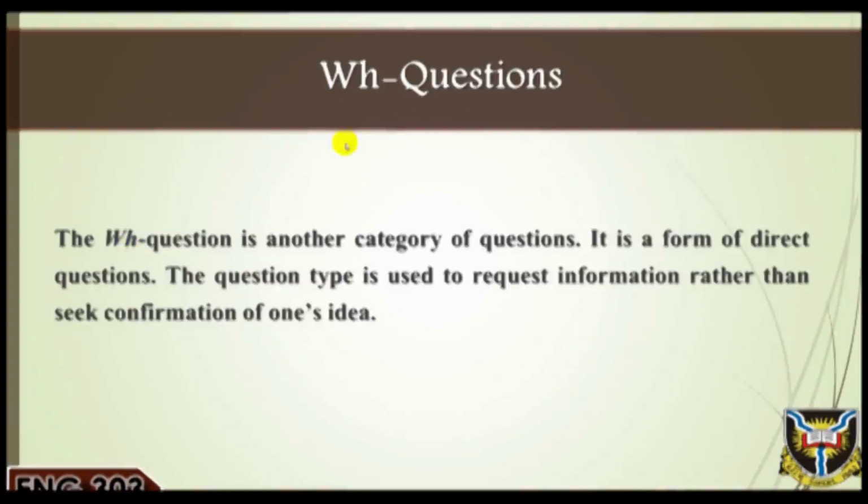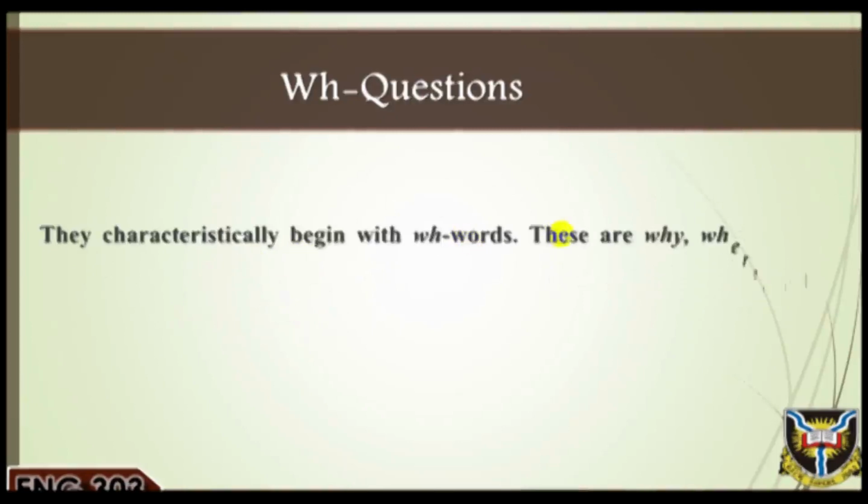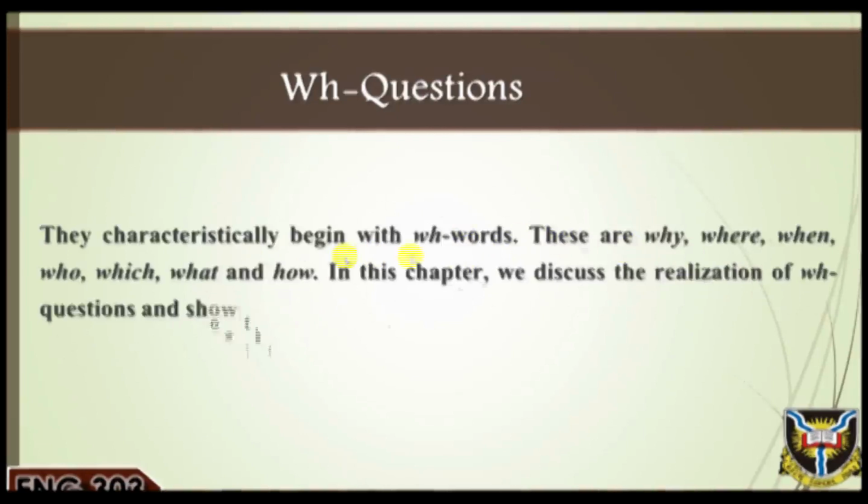Content. The WH question is another category of questions. It's a form of direct questions. The question type is used to request information rather than seek confirmation on one's idea. They characteristically begin with W. These are why, where, when, who, which, what, and how.